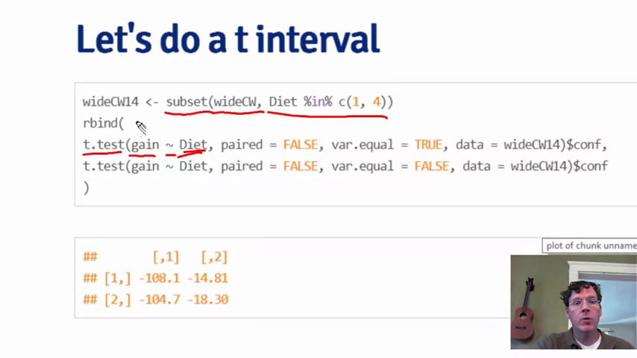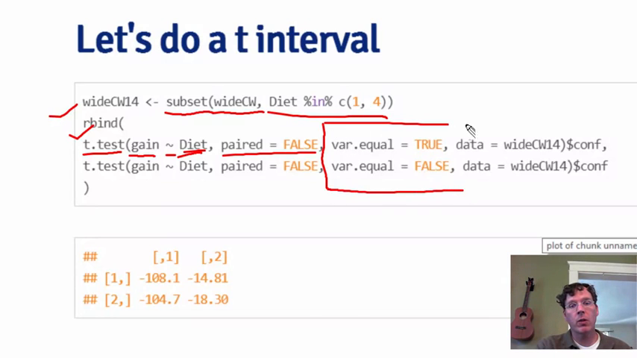Here I show the interval. Again, I'm collecting the results with an rbind statement. I want paired equals false, which in this case paired equal true isn't even an option because the vectors are of different length. But what I do compare here is the assumption that the variances are equal versus the assumption that the variances are unequal. And you do get different intervals.